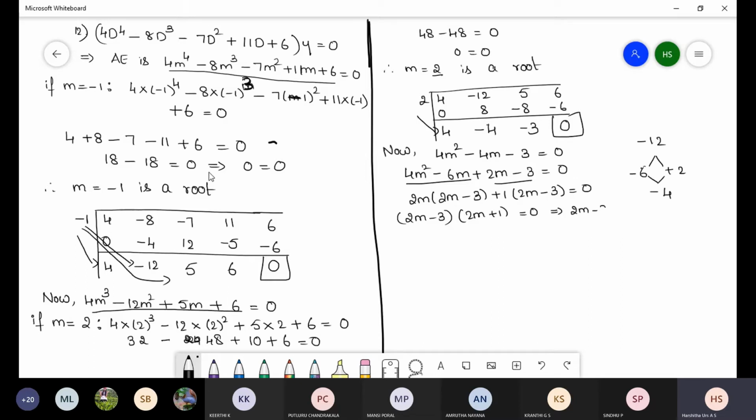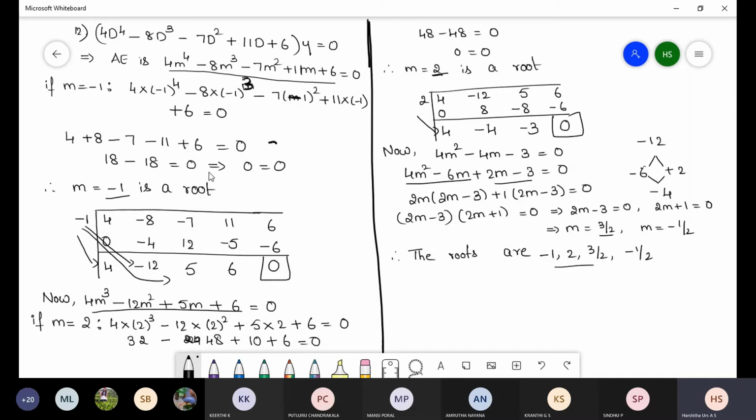That implies 2m minus 3 is equal to 0 and 2m plus 1 is equal to 0. So m value is 3 by 2. Here m value is minus 1 by 2. Therefore, the roots are: first root is minus 1, second root is 2, third root is 3 by 2, fourth is minus 1 by 2.